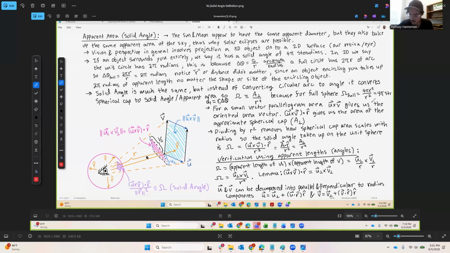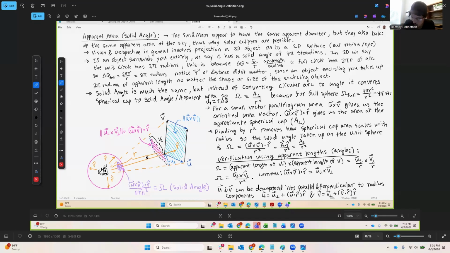But it's only the perpendicular area that counts. So you have to imagine taking the walls and somehow projecting their area onto something of equal radius, to get it into that spherical system. So for a small vector parallelogram with area u cross v, it gives us an oriented area vector, as shown over here, u cross v, and dotting it with r. That's how we get it to be a spherical cap.